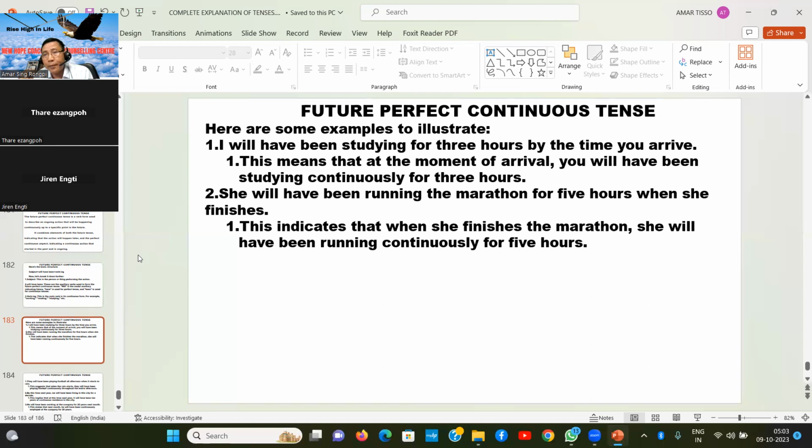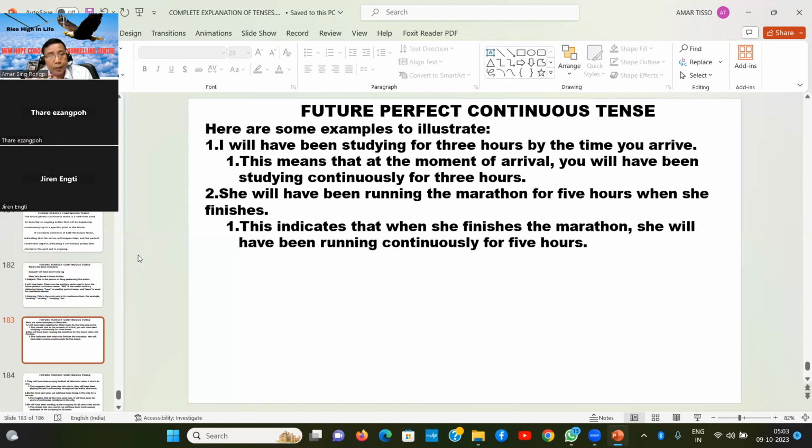She will have been running the marathon for 5 hours when she finishes. This indicates that when she finishes the marathon, she will have been running continuously for 5 hours. Finishes is simple present, not past tense or future. She finishes means it is still going on at the time of speaking.